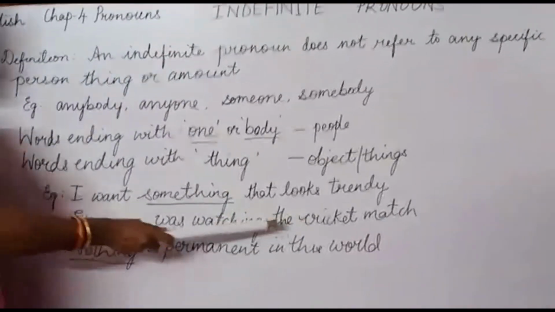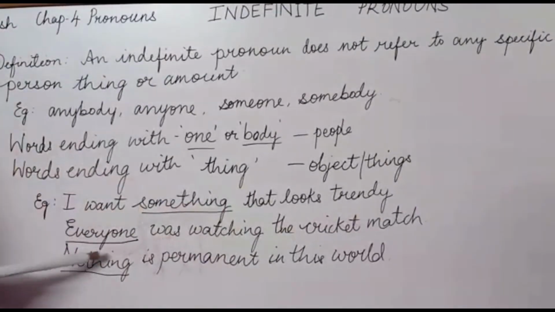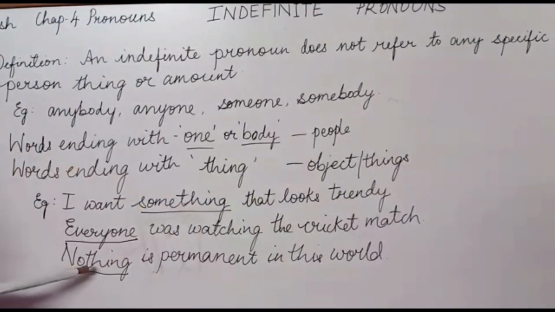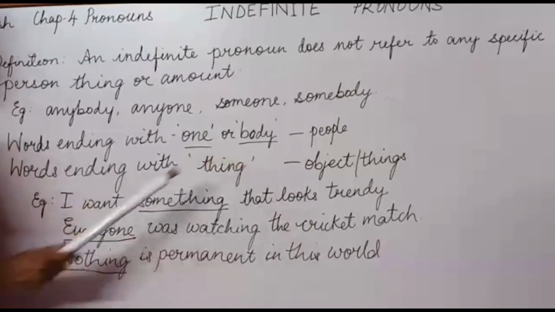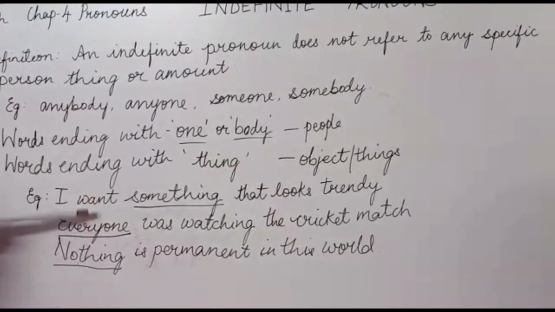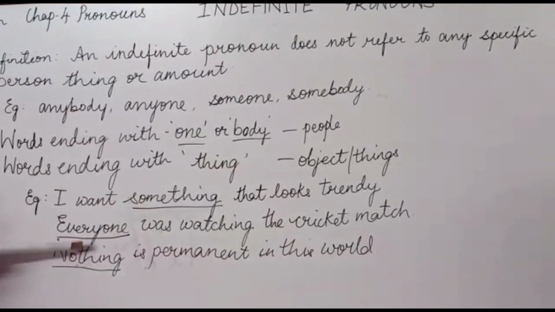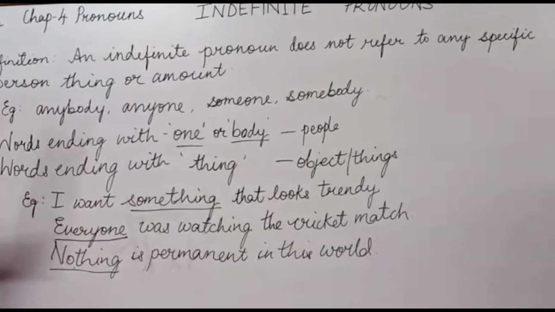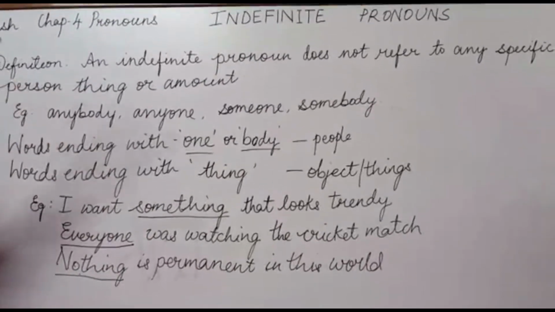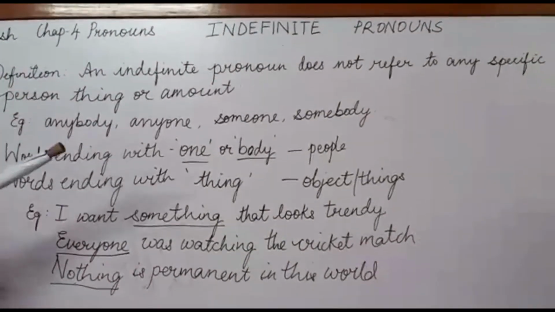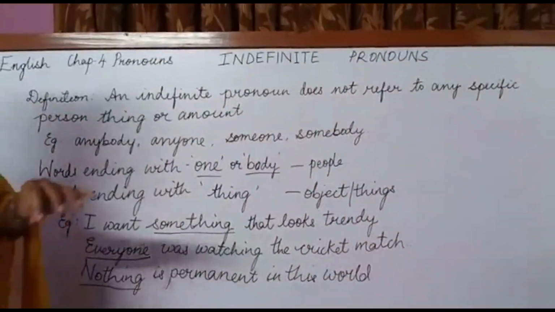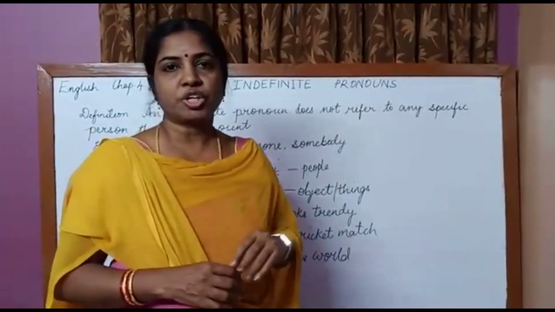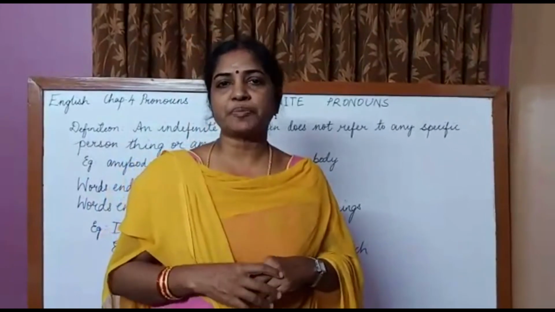Everyone was watching the cricket match. So here we are talking about people. Nothing is permanent in this world. So from these words you can identify that we are not referring to any specific thing. It is very indefinite or vague. Yes children, I hope you understood the concept of indefinite pronouns.